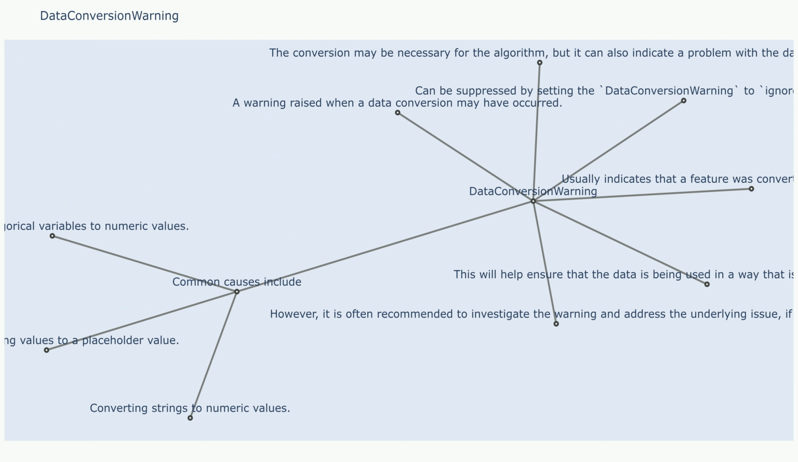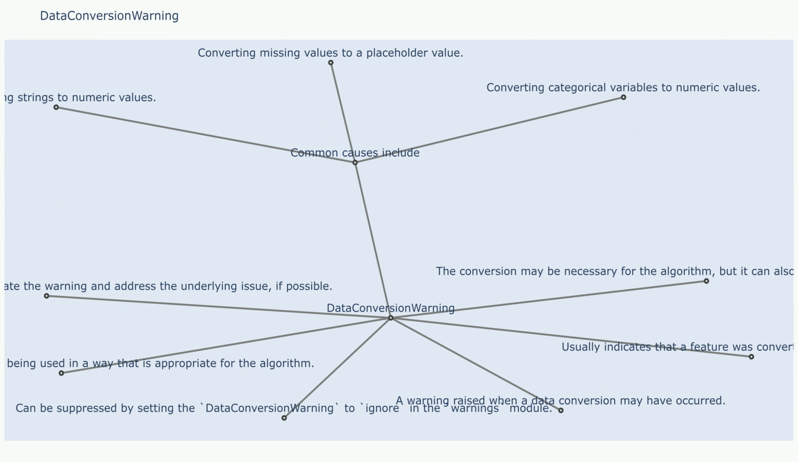4. Data encoding. Categorical features, e.g. red, blue, need to be encoded into numerical representations. If you don't explicitly handle this, sklearn might automatically perform a conversion, generating the warning. Example: using DecisionTreeClassifier on a dataset with categorical features without using OneHotEncoder.